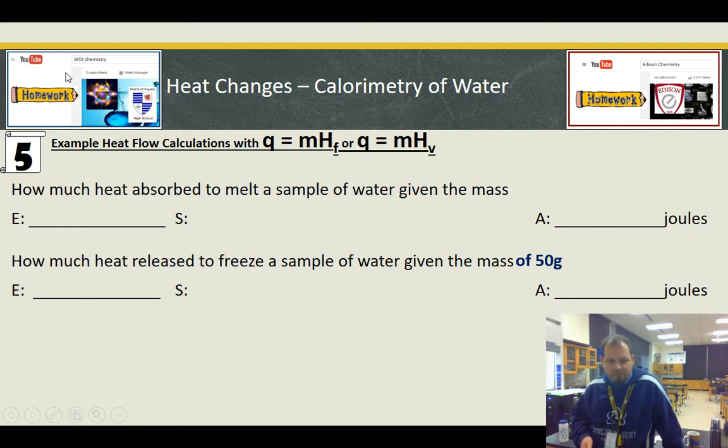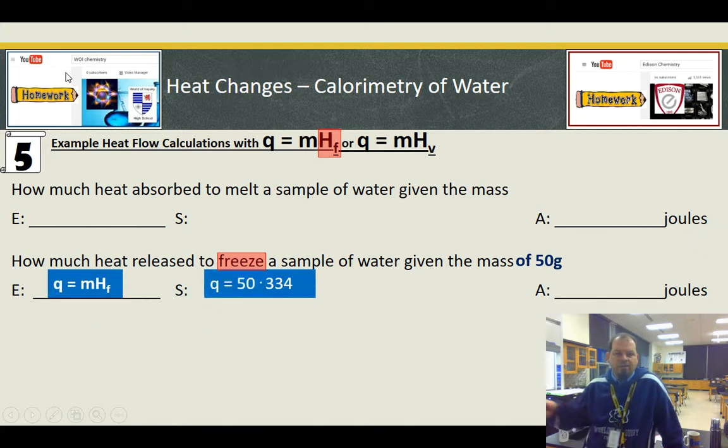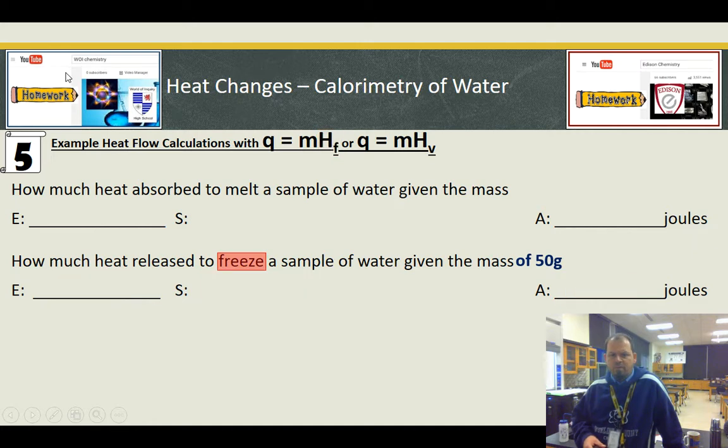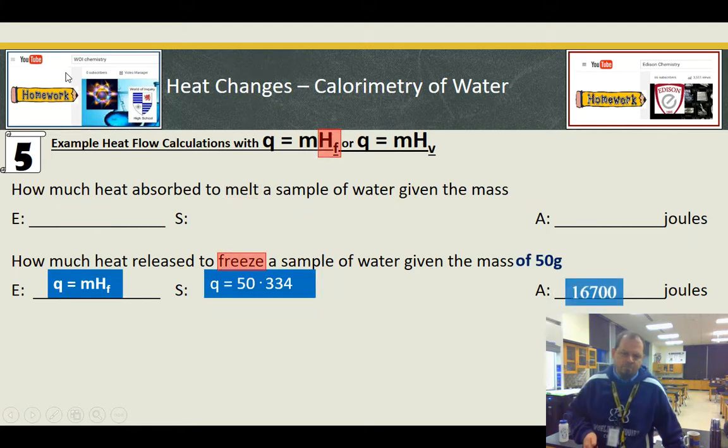So mass of 50 grams for this problem, same problem otherwise. Freeze is H sub F, right? Freezing point. So I'm going to use the H sub F equation, plug it in, 50 grams times the constant H sub F, which is 334, and I get 16,700. Hope that's right. Half of what I had before. So perfect. Just double check.